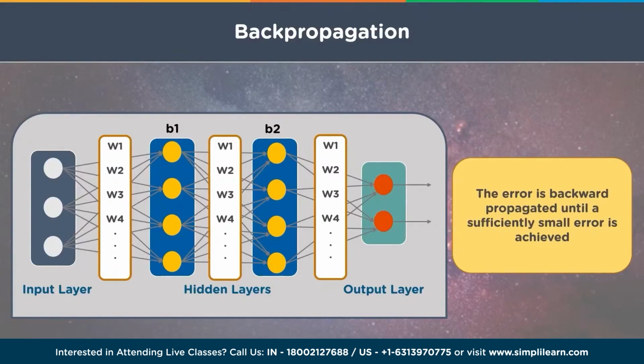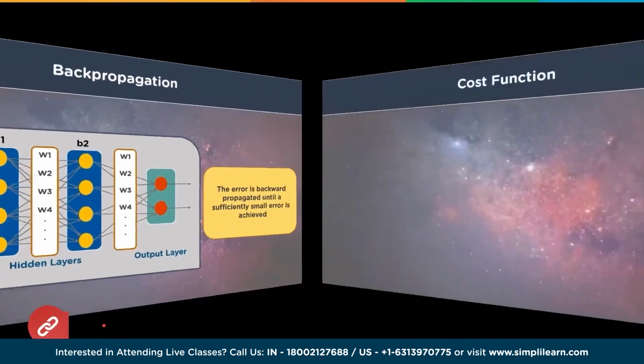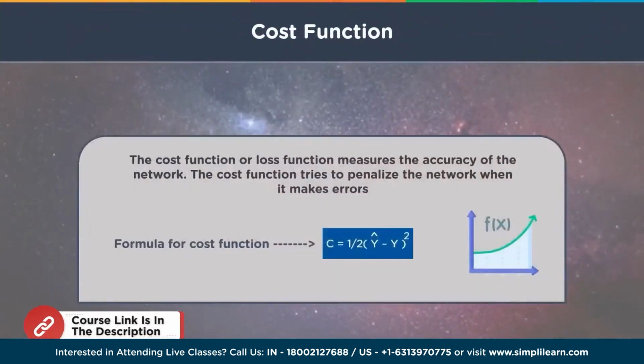And again, that's what we're talking about. We're trying to minimize the error. So we get to a point where that error really isn't changing anymore. You just have the same error coming out. And there's other ways to weight that error too. The cost function or loss function measures the accuracy of the network.